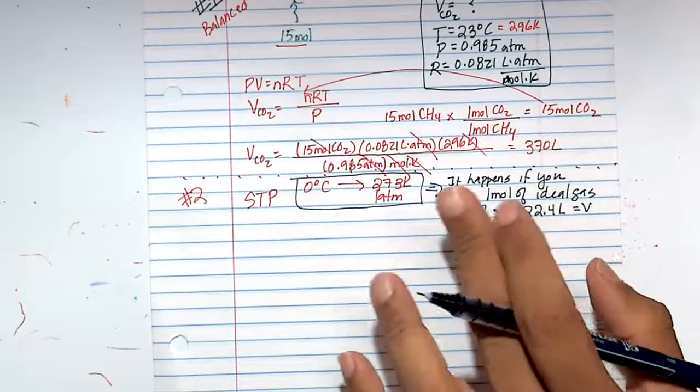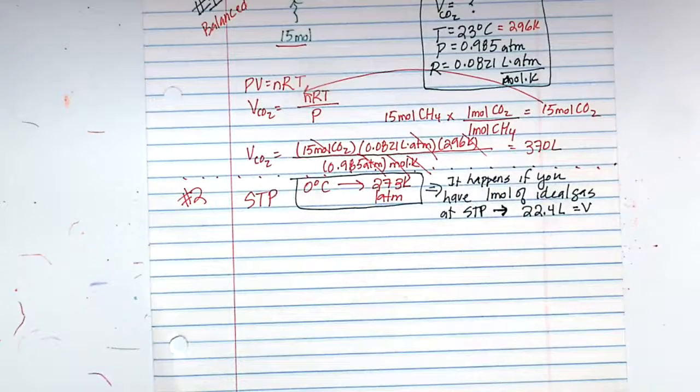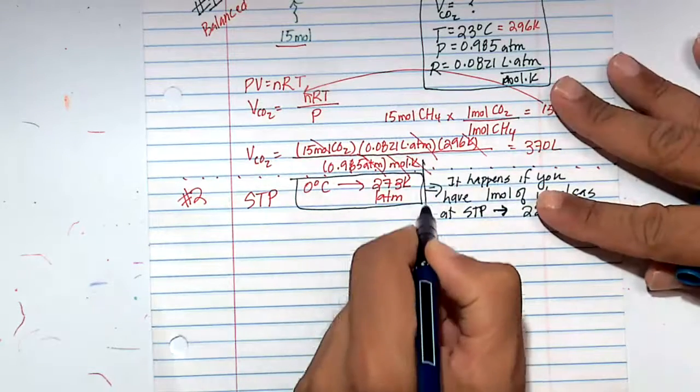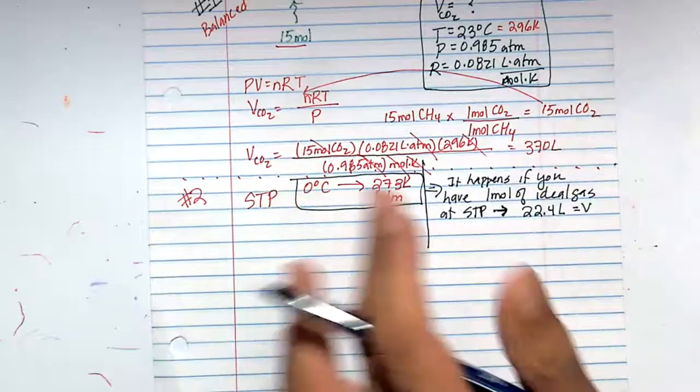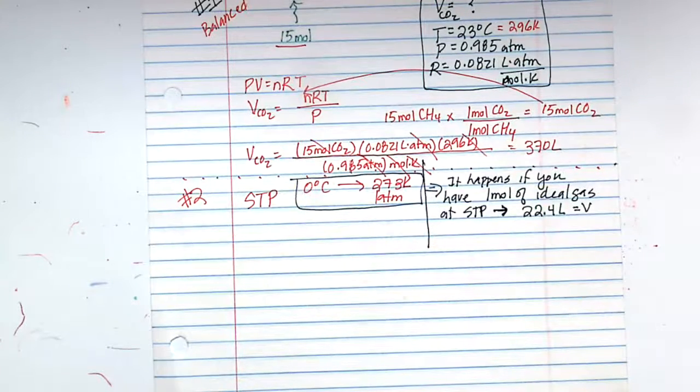But 22.4 liters and 1 mole is not STP. STP is this and this only: temperature 273 Kelvin, and pressure 1 atmosphere.